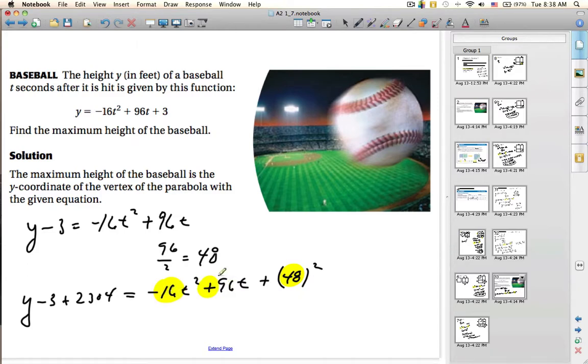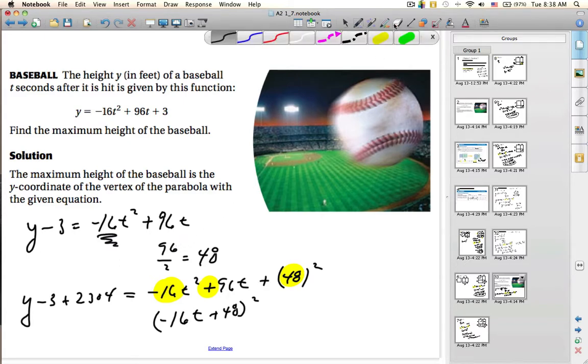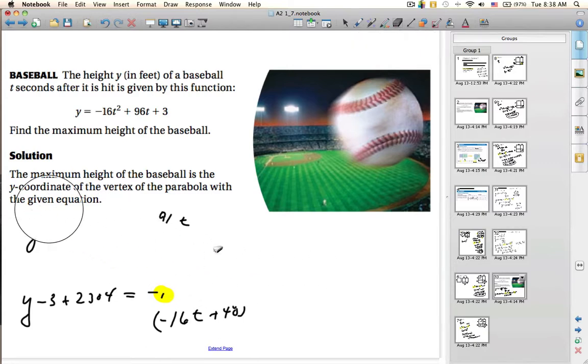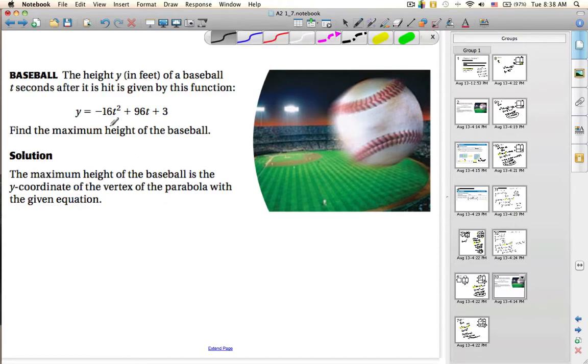You notice in all the other problems we worked on, I had a leading coefficient of 1. This doesn't work. If I try to make this now, if I do negative 16t plus 48 squared, and I tested this, it isn't going to come out to be that. So I've got to stop and do something different. To complete the square, I need to have a leading coefficient that's 1. So before I can really begin this problem, I'm going to go back and erase the whole thing. Before I can begin this problem, I need to divide everything by 16.